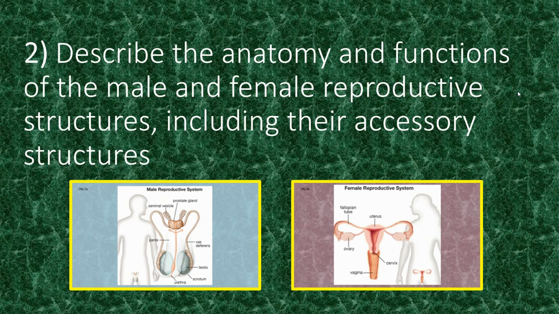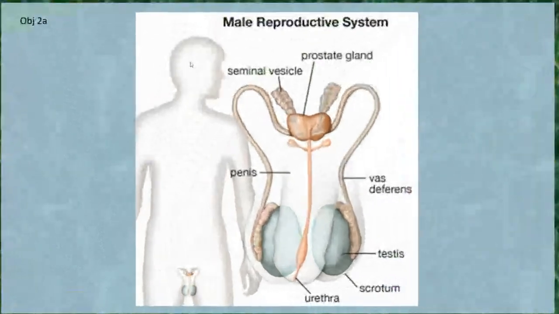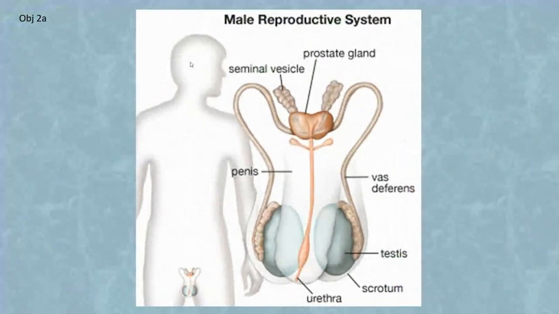So we're first going to take a look at the male, and then at that point I'm going to create another video that's just over the female. So we'll say 2A is male, 2B will be the female reproductive system. So let's go ahead and get started on the male reproductive system.